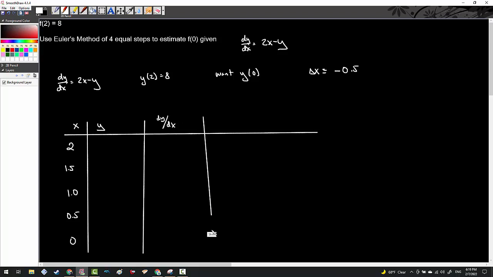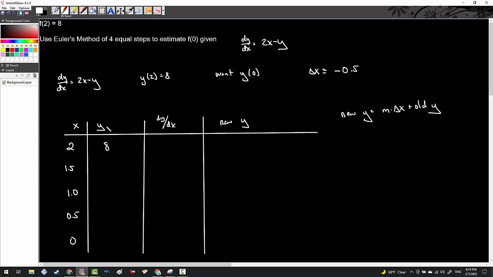We just use our Euler's method to get all the different new y's. And in case you don't remember from the last example, new y is equal to m times delta x plus old y. All right, so now we start off at 2, 8. Again, I'm going to plug that in.